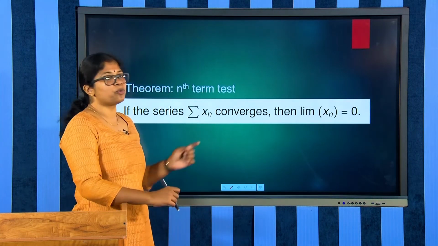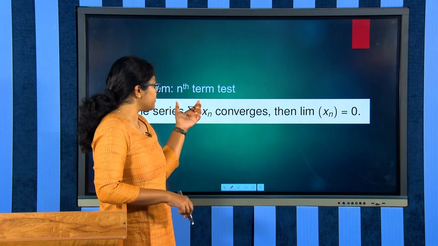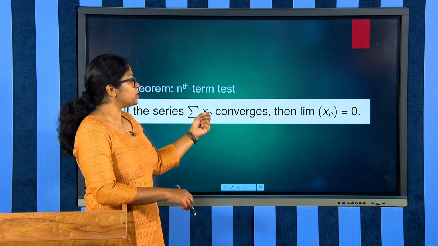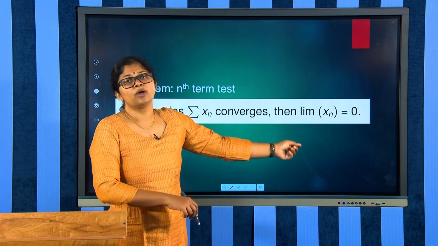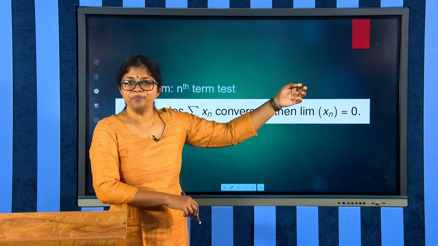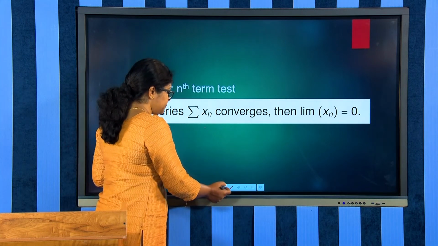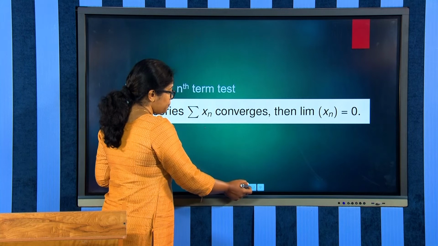So, this is the proof of showing that if sigma xn converges, or if an infinite series converges, then the nth term goes to 0 as n tends to infinity. So, this is what is called the nth term test.